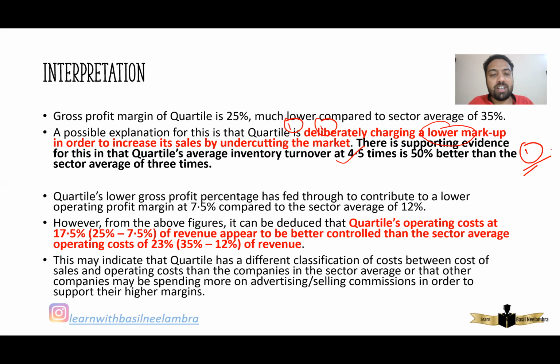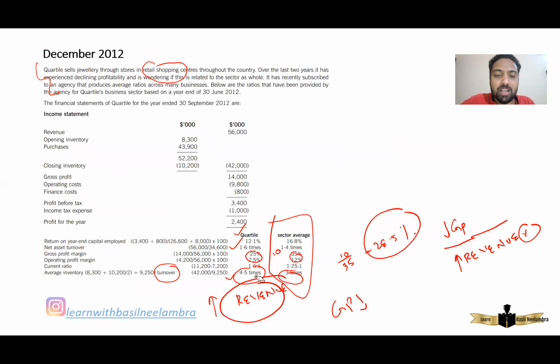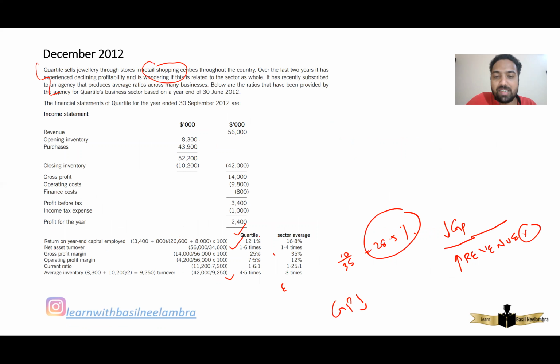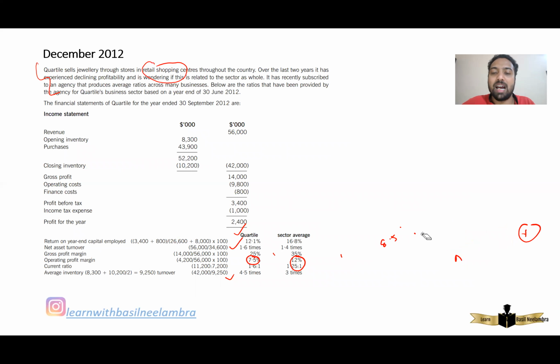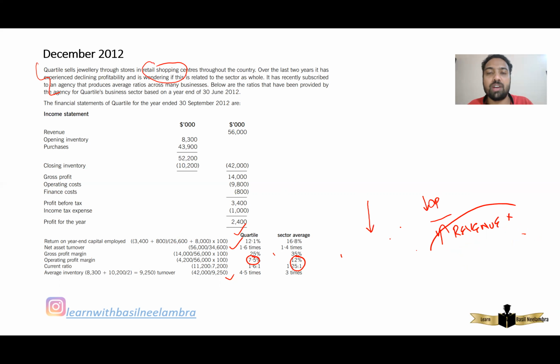Now let's look into operating profit margin. So what is happening to the operating profit margin? If you see this operating profit margin of Cotail is 7.5%, whereas sector average is 12%. So when will operating margin fall? That means Cotail is underperforming the sector. So operating margin will fall when the numerator, operating profit, is lower or when the denominator, revenue, is higher. As I told you, we won't focus on revenue, focus on operating margin, why it is falling.